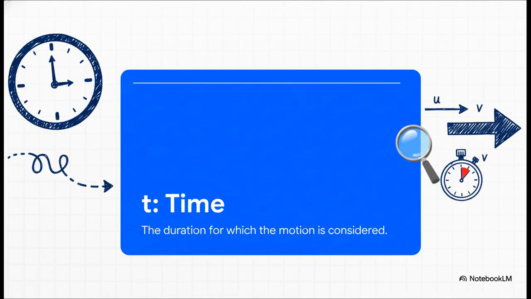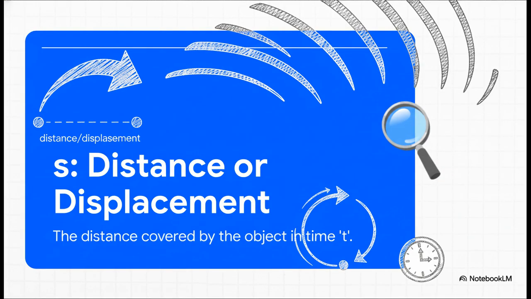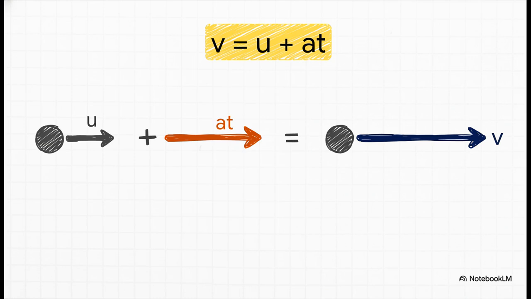The symbol t is quite straightforward. It's used for time. It's the time interval during which the velocity changes from its initial value u to its final value v. And finally, the symbol s represents the distance, or the displacement, of the object during that specific time t.